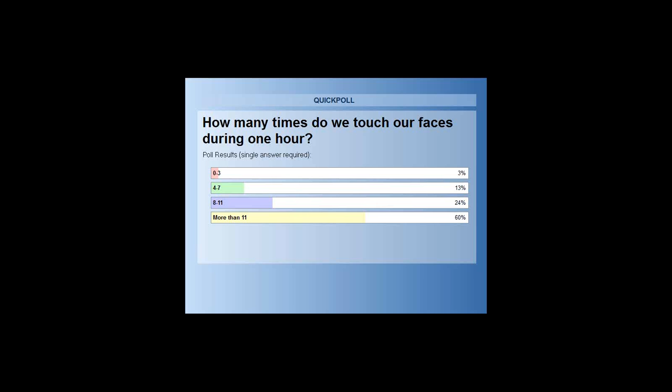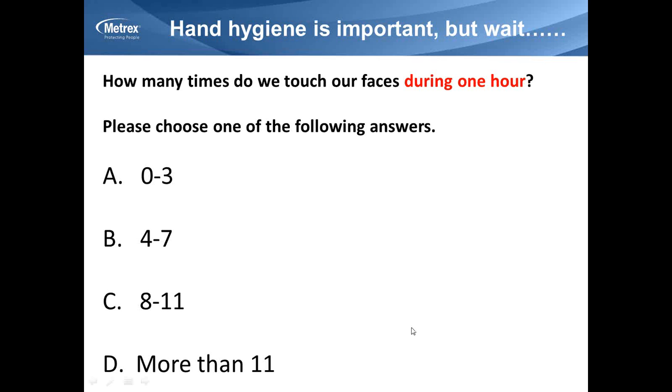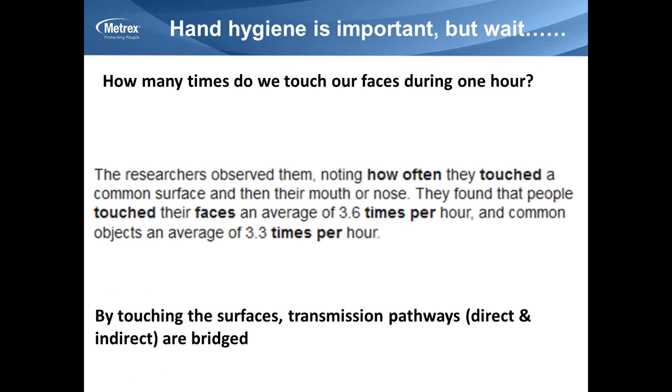Let's go back to our presentation slides. According to the study, let's see how many times people touch their face during 1 hour. People touch their face about 3.6 times per hour. So not that dramatic, but still a considerable number, right? 3.6 times we touch our face.